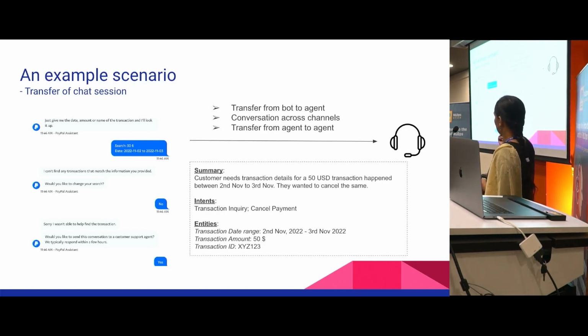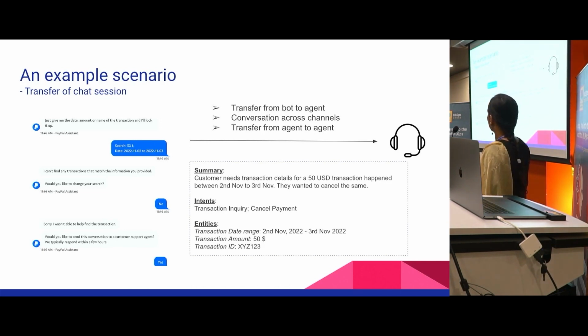Also, the main reason why the customer is coming to us is the transaction inquiry and also the cancel payment. Also, the customer has already shared a few details with us in the bot, namely the transaction date, the transaction ID, and also the transaction amount, right? So we are going to try to give these three main values to the new agent: a 2 to 3 line summary, the main highlight intents, and also a few entities or details which are already shared with us by the customer. Right?